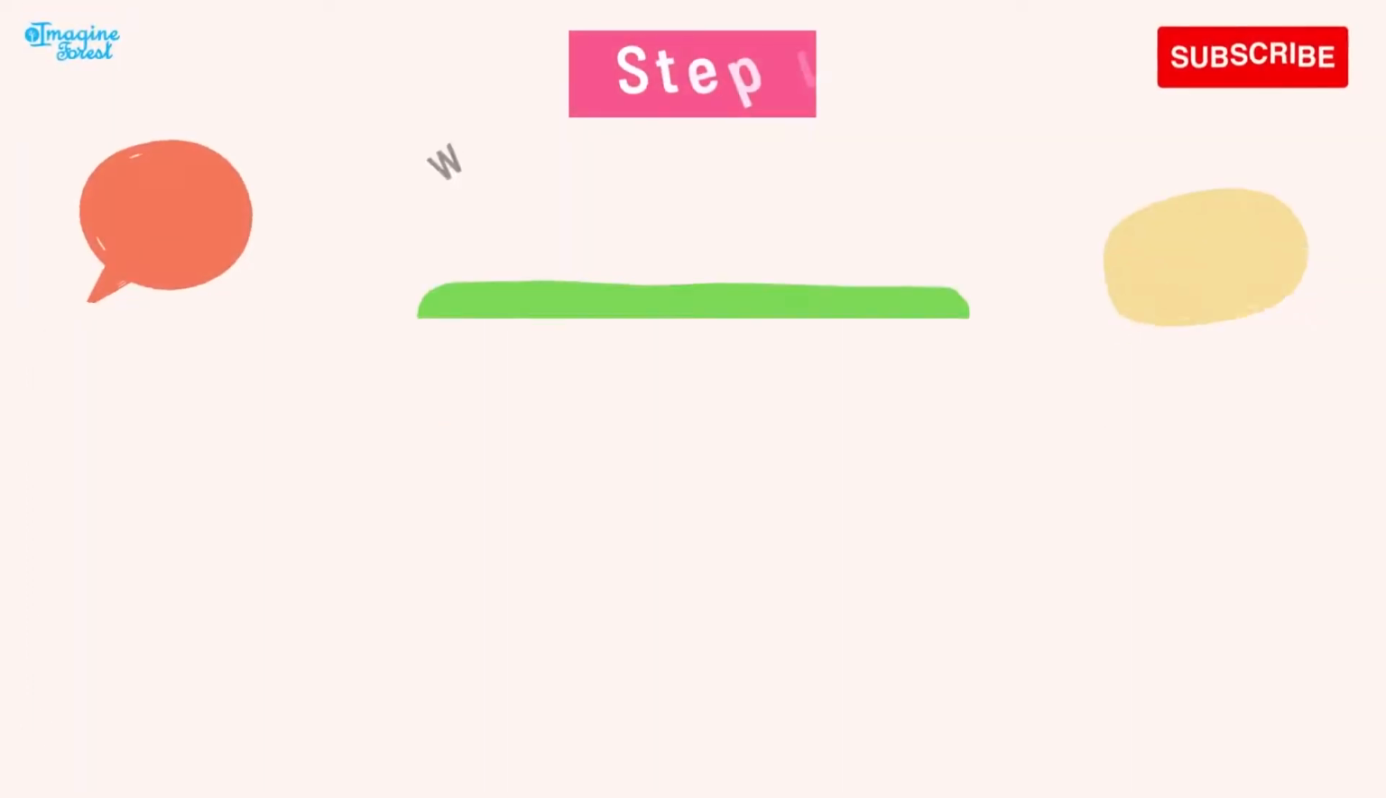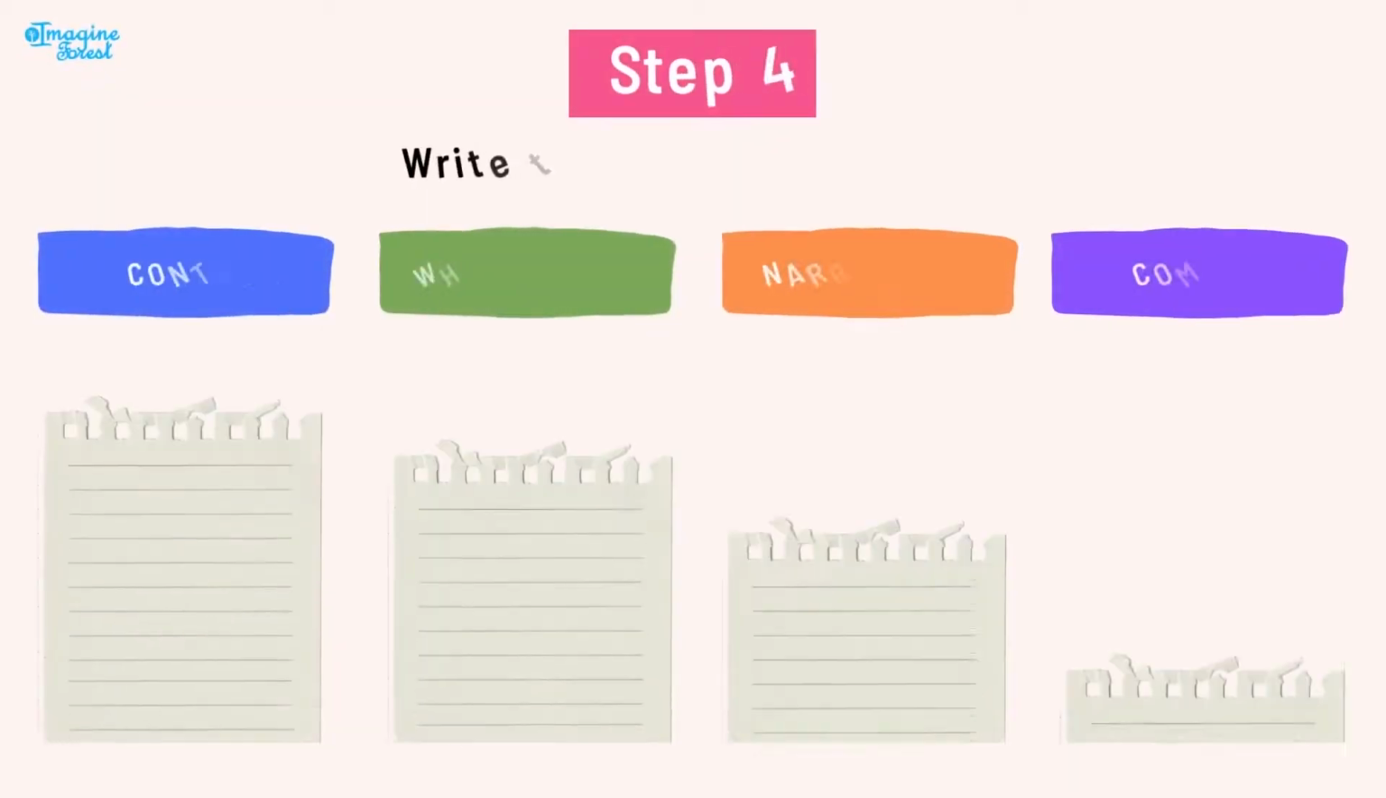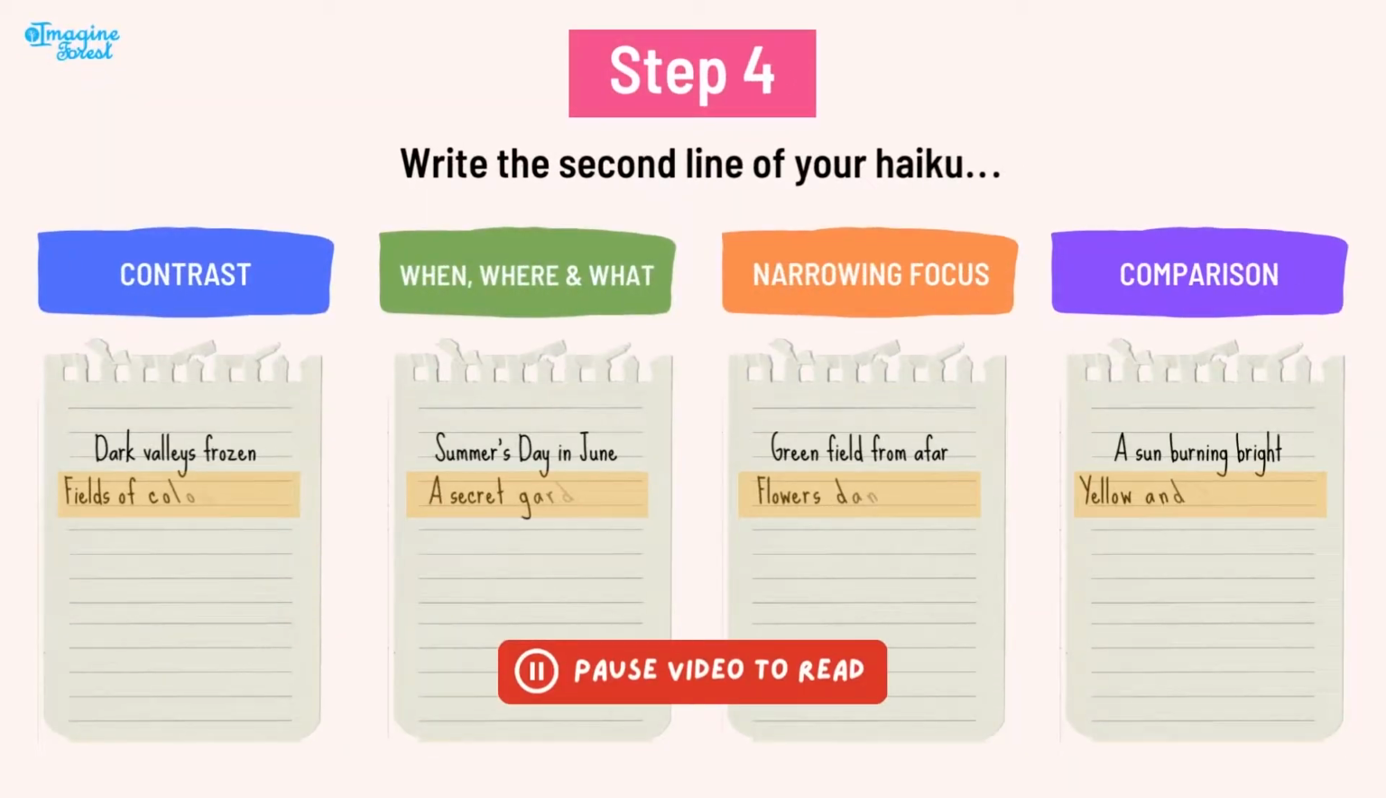Step 4. Write the second line of your haiku. The second line normally contains a maximum of 7 syllables. This will be the longest line in your haiku. Ideally, the second line should either continue from the first line, or have some connection to it. Again, you should consider the structure selected in Step 2 when writing this line. Here are 4 different second line examples for the idea of sunflowers.